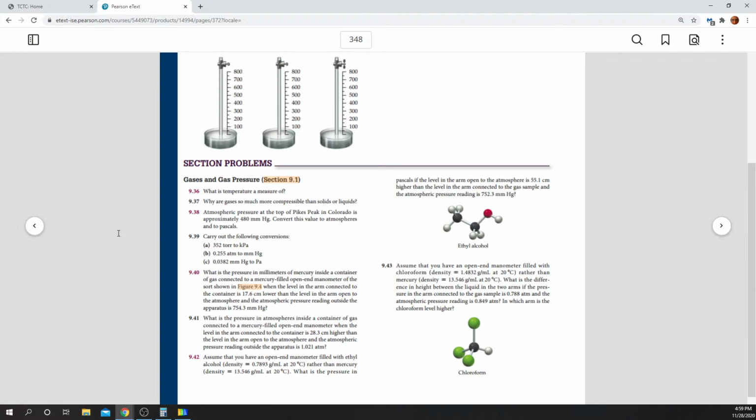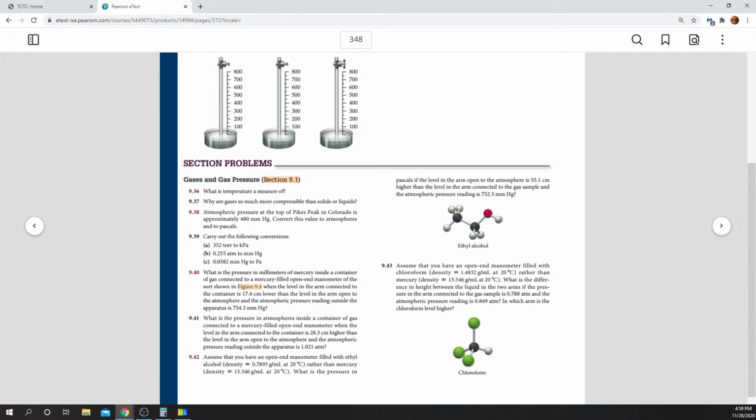What is temperature a measure of? Okay, temperature is a measure of the average kinetic energy of all the particles of a system. Average. Average is important there. 38. Atmospheric pressure at the top of Pikes Peak in Colorado is approximately 480 millimeters mercury. That's pretty darn low. Convert this value to atmospheres and to pascals.